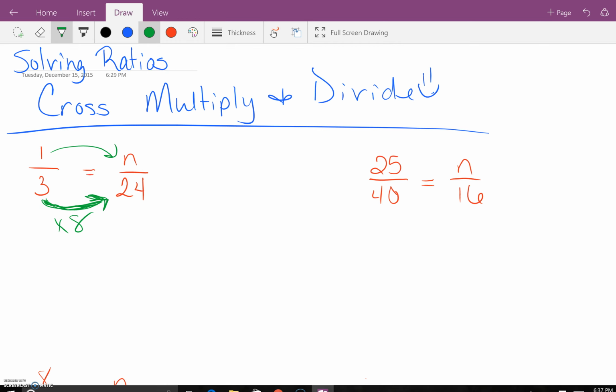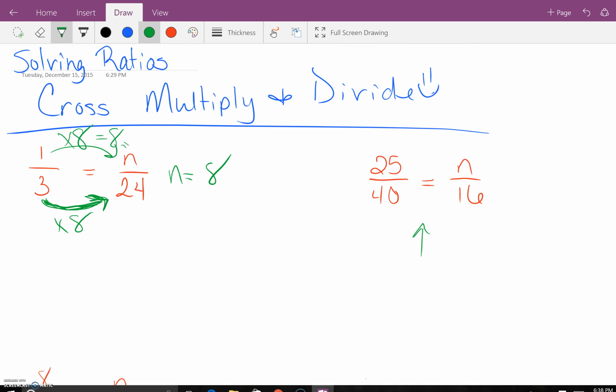So if I multiplied the bottom number by 8, then I have to multiply by 8 in the top number. And when I do so, 1 times 8 is going to give me 8, which is what my n is going to equal. So in this case, n is going to equal 8. Okay, and a lot of the ratios are as simple as being able to just work from one side to the other. But as you can see, in this ratio here, it is not that simple.